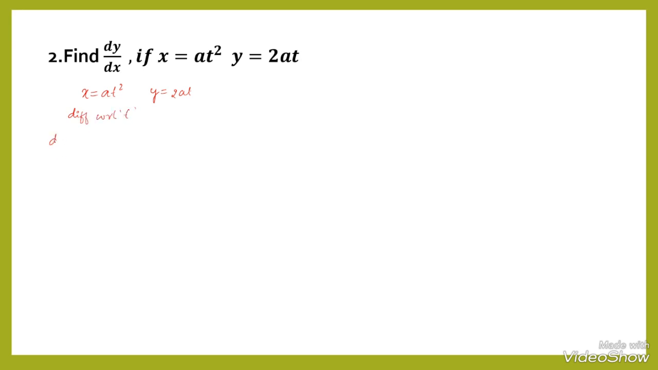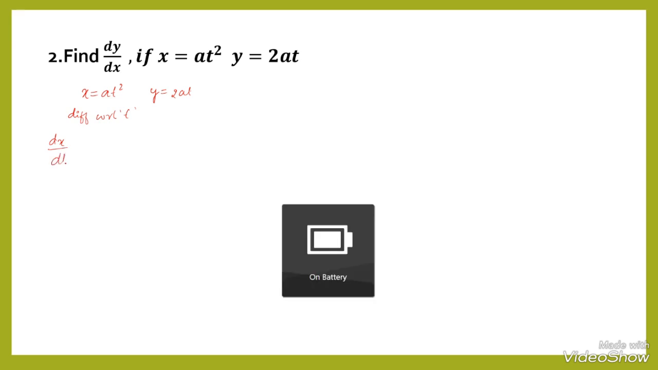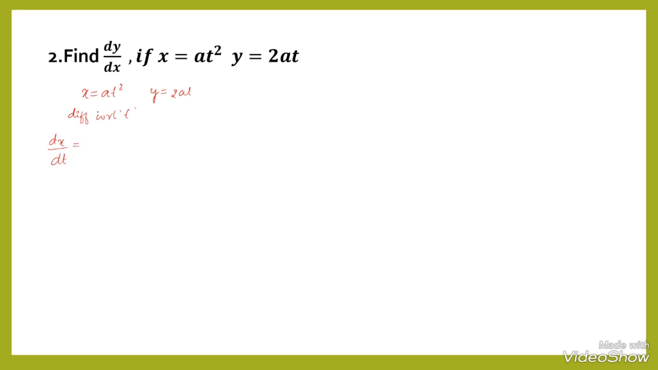Here dx by dt is equal to a, which is a constant, times d by dt of t square. It becomes a into the differentiation of t square, which is 2t. Therefore dx by dt is equal to 2at. Similarly, differentiate y with respect to t.